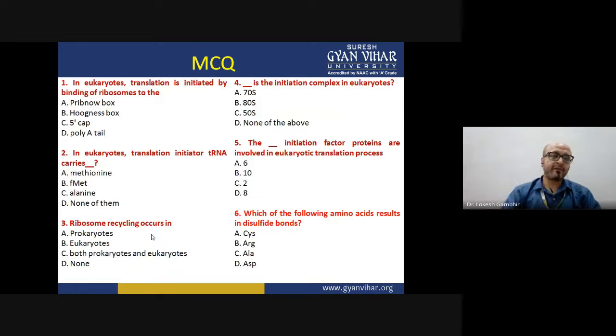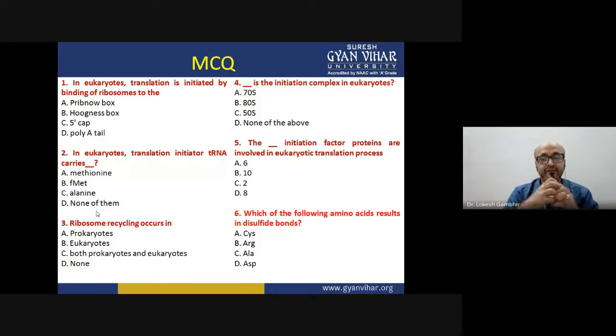Now let us brush up with these MCQs that we have put forward. In eukaryotes, translation is initiated by the binding of ribosome to what? The Pribnow box, the Hogness box, the 5' cap, or the poly A tail? Which one is the initiation complex in eukaryotes? How many initiation factors are we talking about in eukaryotes? Or ribosome recycling, whether it occurs in prokaryotes or eukaryotes, whether they are always intact or whether they are loose and again form intact ribosome.